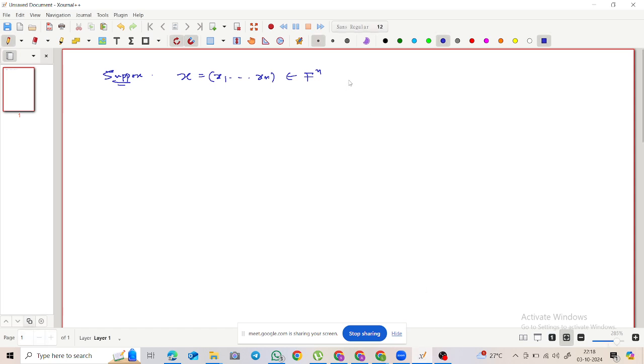One thing I think you all should know, suppose x is here and say B belongs to M_n(F), an n cross n matrix. So what is x transpose Bx?